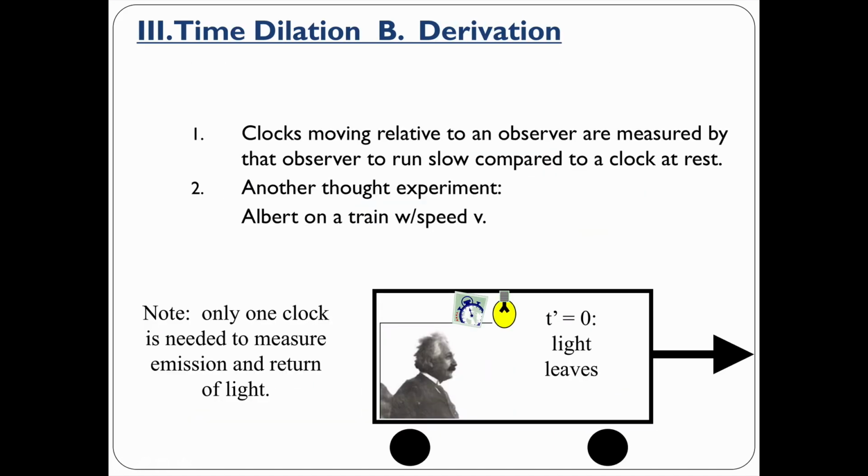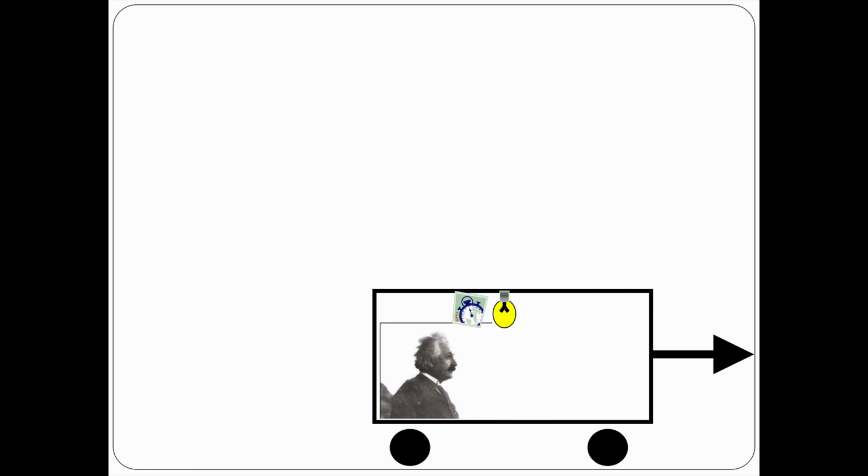And you have a clock, and you have a light bulb. You're going to measure basically how long it takes for a light to go from a light bulb down to the floor of the train and back. Okay, you're in the moving train, your time t prime equals 0, the light leaves the train. Okay, you're at rest inside the train, so all you see is light going down, hits the floor, and bounces back. And you time that.